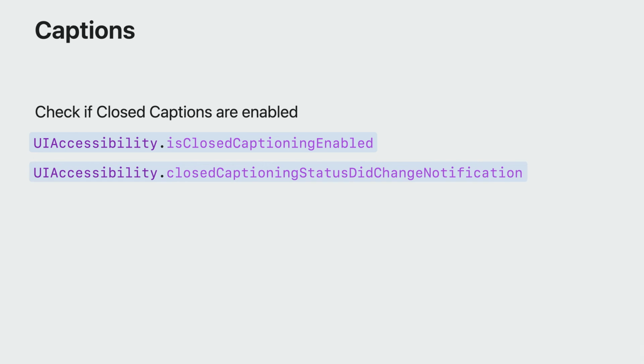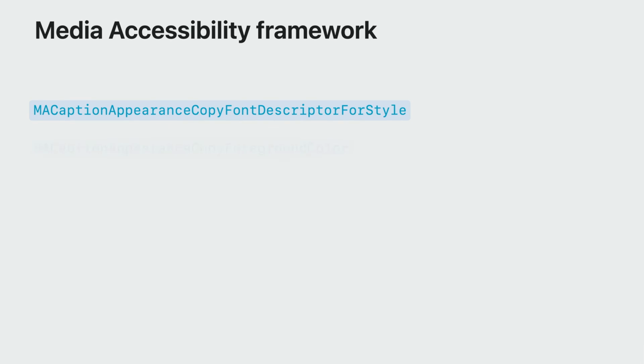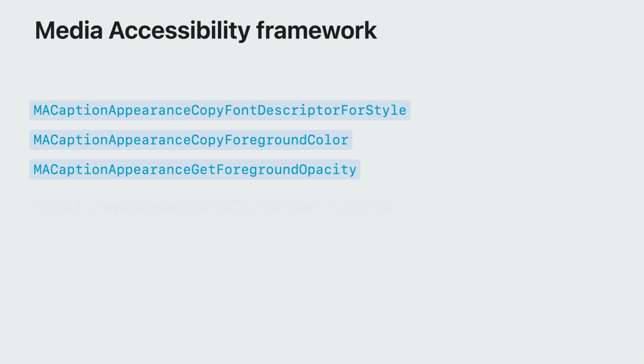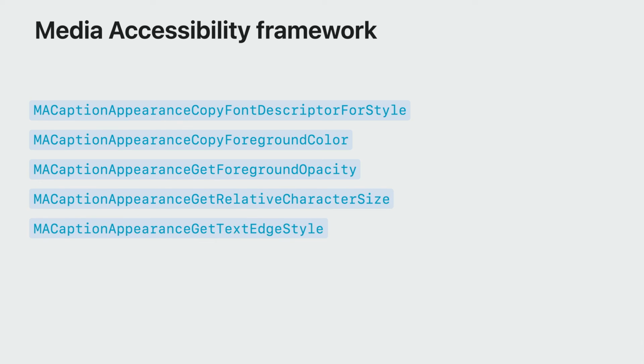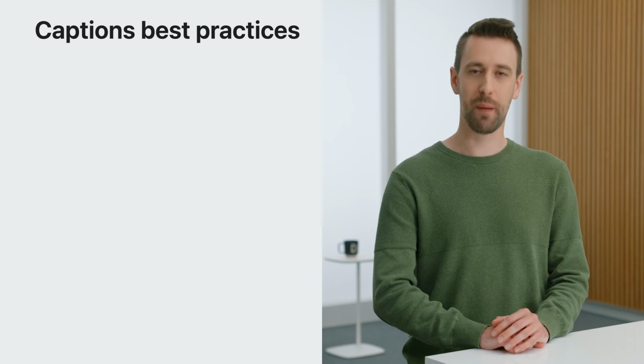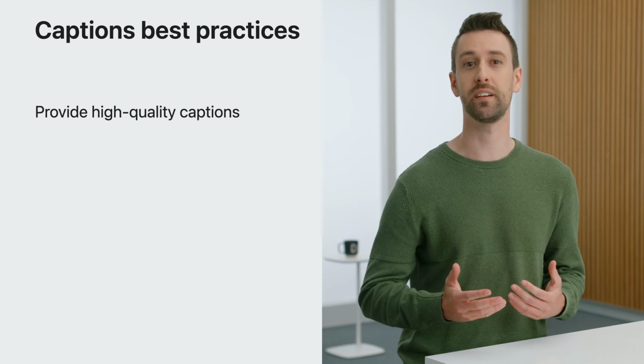Use this to check whether someone already has closed captions turned on in accessibility settings. If you have separate caption settings in your app, you should use this API to inform the default state of captioning. This way, people who rely on captions get access to them right away. The second can be found in the Media Accessibility Framework, which has APIs to access each style attribute individually. You should check these styles and apply them to your captions to keep a consistent reading experience across the entire system. No matter which way you choose to provide captions, you should have a high standard for their quality.